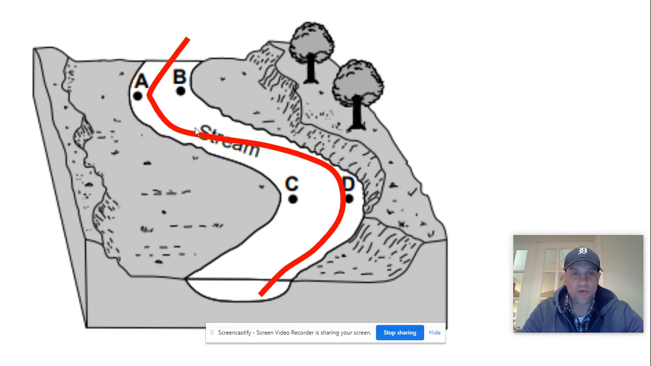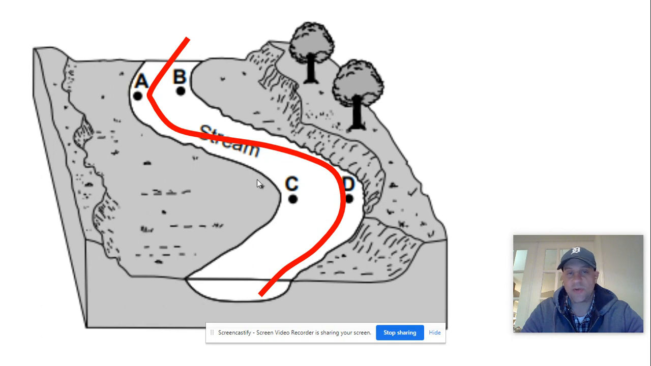The water will then go towards the next turn, and it will be directed right towards location D, where it will do more erosion. This is where the water will be flowing the fastest, it will be the deepest, and it will cut away at this bank. You notice there's a steep bank right there. Then it will continue on its way.